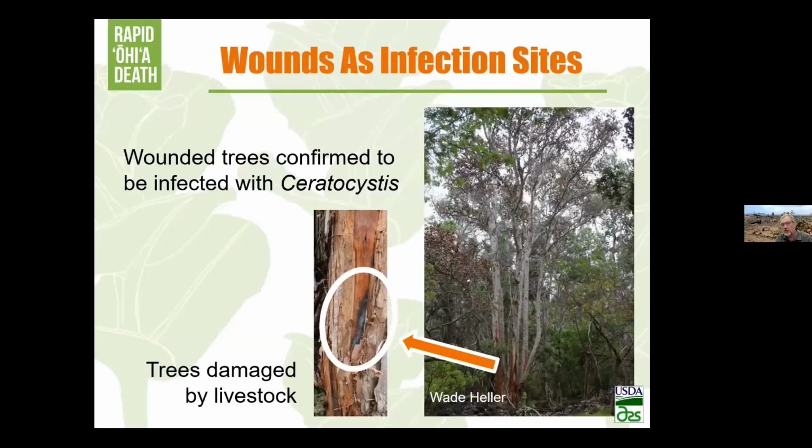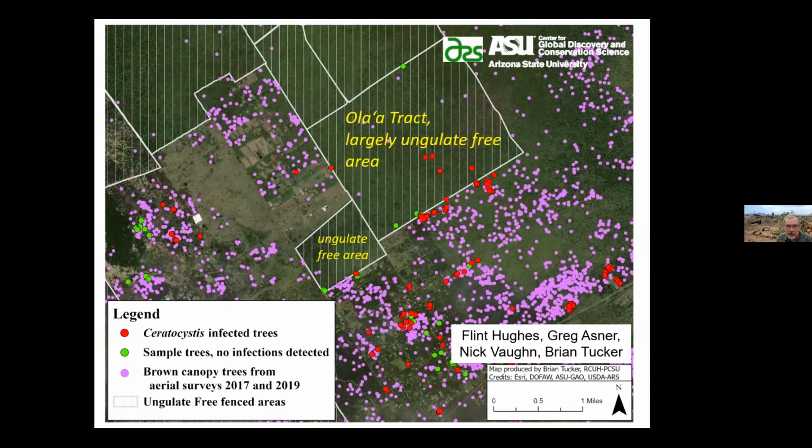Now, here's another issue. We have an issue with wounds as infection sites, and you all know this. Trees get injured. These trees were peeled by probably goats down in Kau. And then what we find on the landscape level are these areas that are fenced and protected from ungulates have little disease. Areas that are open, full of ungulates, have a lot of disease. So this is a map of Volcano.